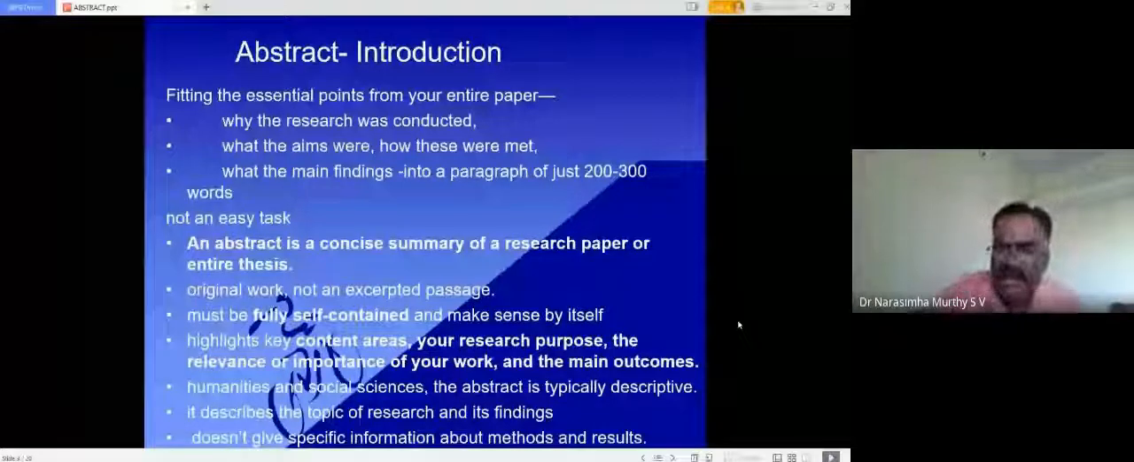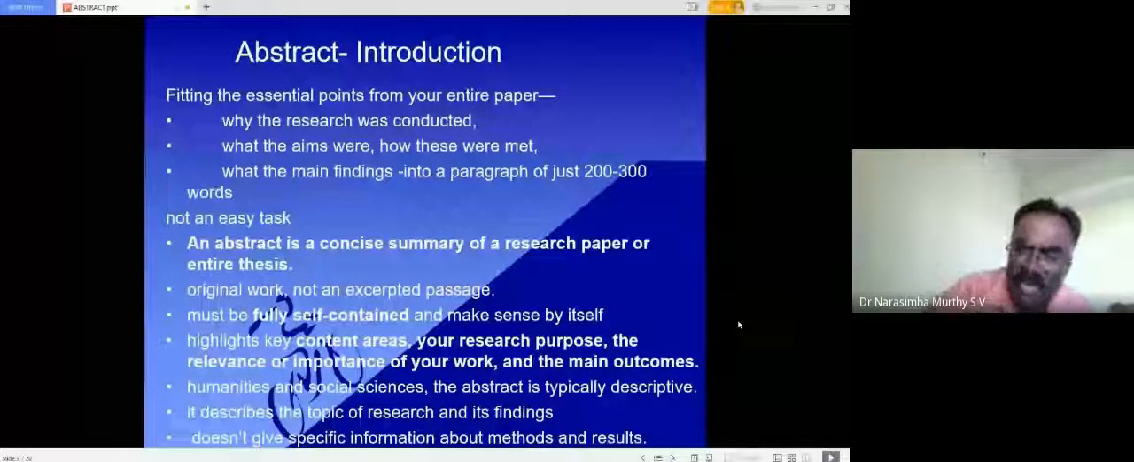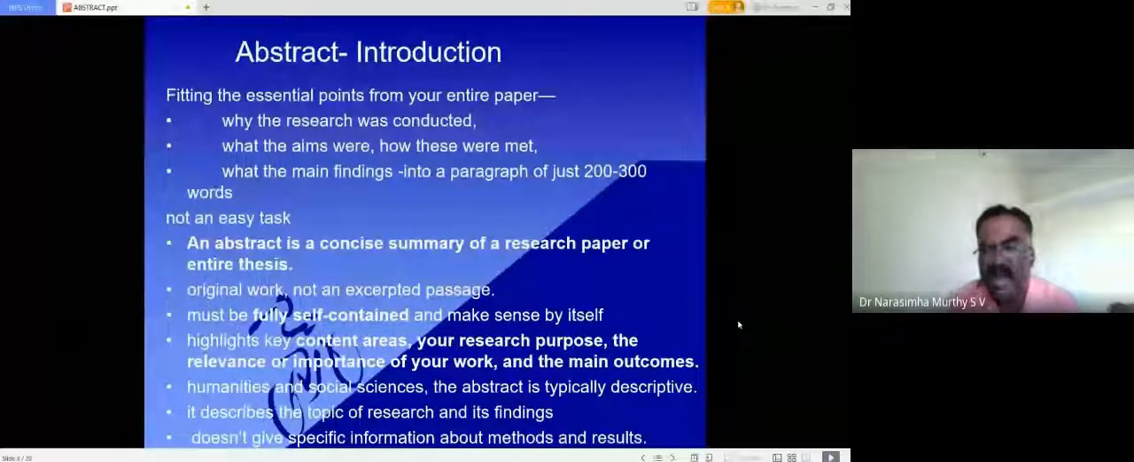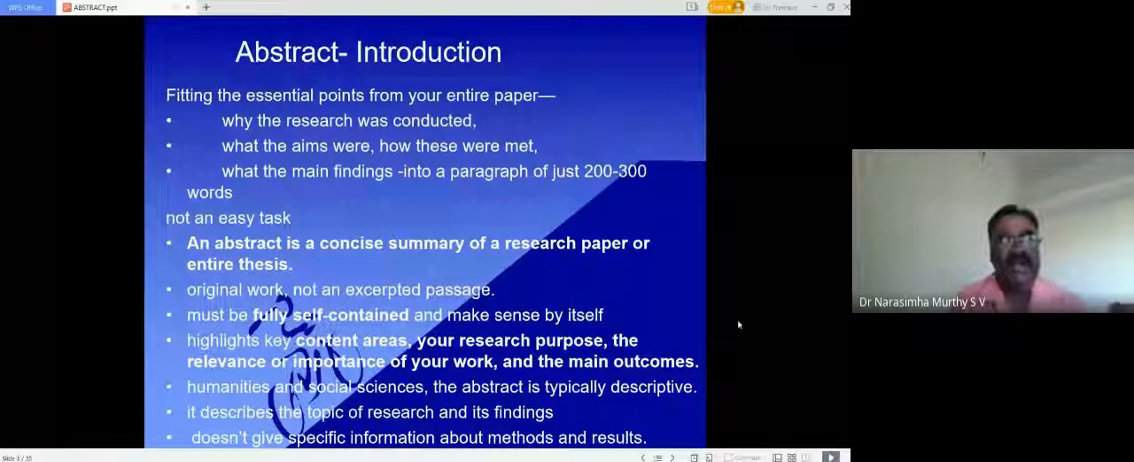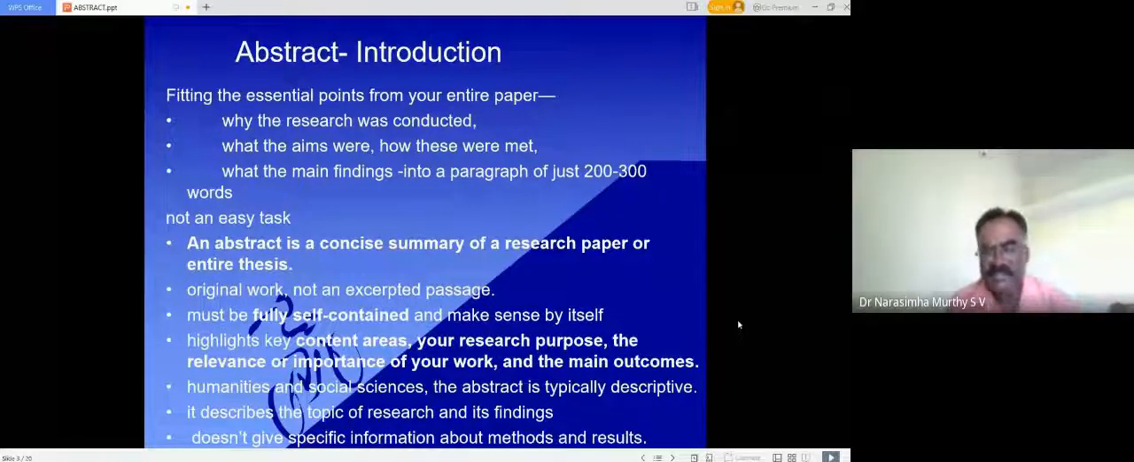Therefore, one has to highlight the key content areas of your research, the purpose of your research, the relevance and the importance of your work, and finally, the main outcomes. These four things should be highlighted in an abstract. Finally, we will document and support our argument, our point of view, with supporting evidence. And remember, I am very particular about these things.